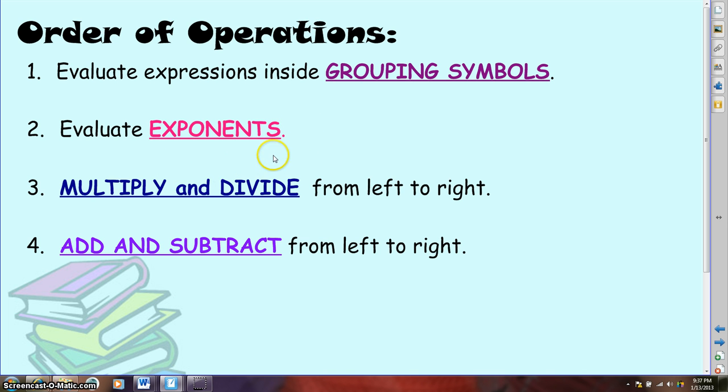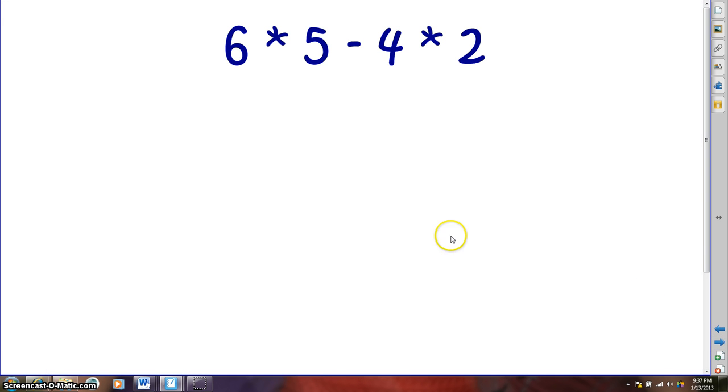Then we do multiplication and division, whichever comes first as we go from left to right. And then the very last thing that we do is we do our addition and our subtraction, and again from left to right. We don't have to multiply before we divide, and we don't have to add before we subtract. Depends on which one comes first in our problem from left to right. So let's try a few of these. You have these same problems in your notes.